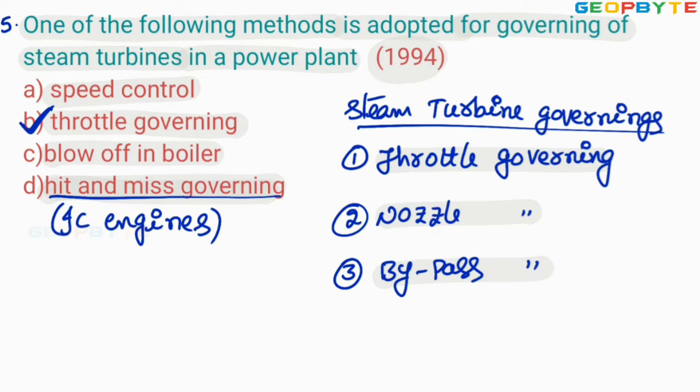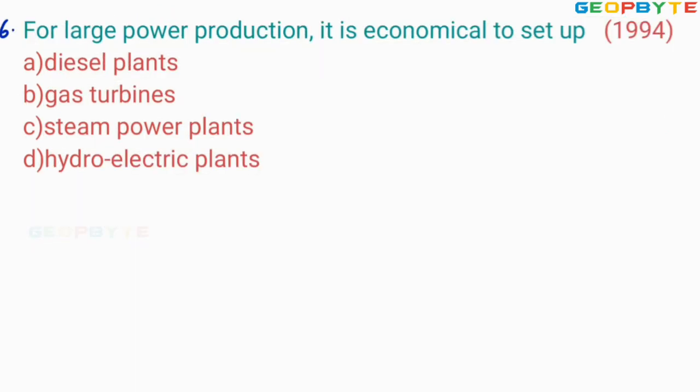Let us go for the next problem. Look at the sixth problem. For large power production, it is economical to set up. It was asked in 1994. Dear friends, remember the hydroelectric power plants and thermal power plants are popularly used for power production. It is asked for large power production.